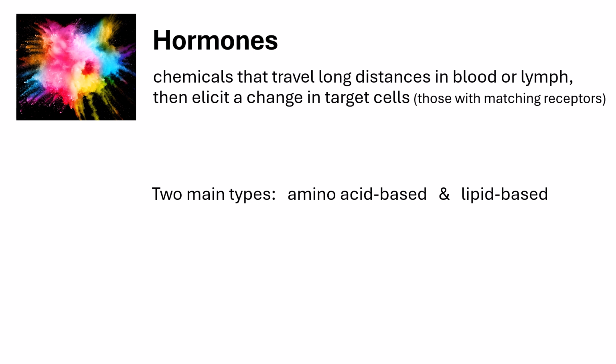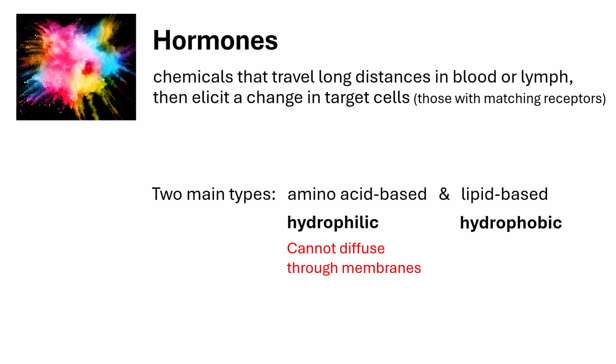The majority of hormones produced in our body fall into two categories, defined by their molecular structure. One group is made of amino acids. These are hydrophilic, so they cannot diffuse through membranes. The other group is made of small lipids, which are hydrophobic and therefore can diffuse through membranes. This difference in capacity to move through membranes predicts every additional contrast you should remember about these hormones.